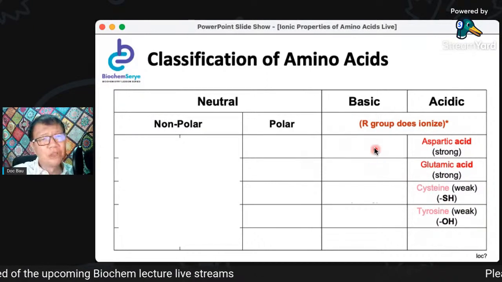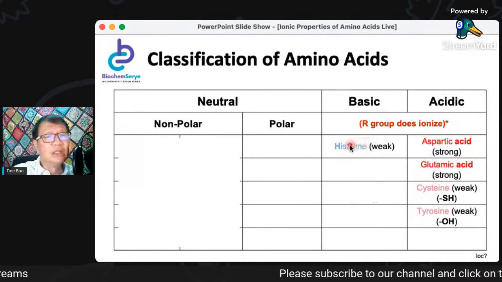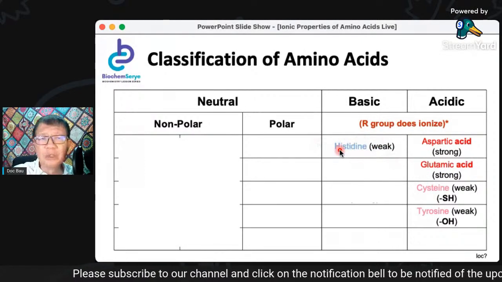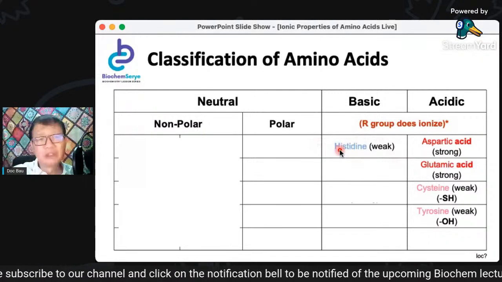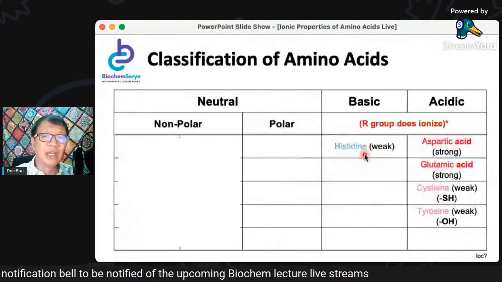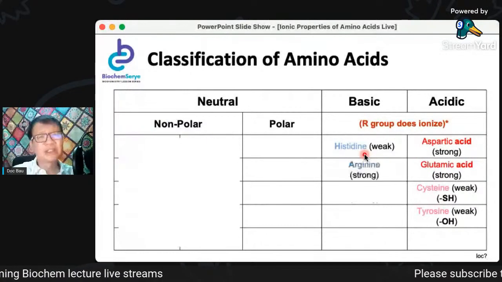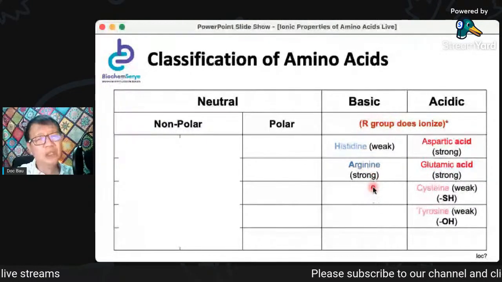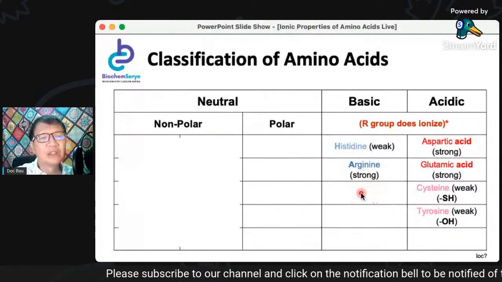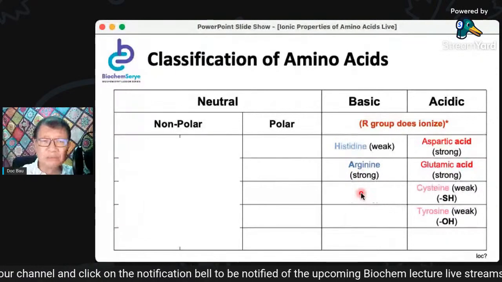For your basic, you have only three. I have a mnemonic for this. You have your weakest base, that is your histidine. The third functional group of histidine, we'll see later on, is your imidazole. Please remember the third functional group because they can ionize, they can participate in the titration. The next is your most basic. The most basic is arginine with its guanidinium functional group. And last is your lysine in between. Histidine is the weakest, arginine is the strongest base, then your lysine.